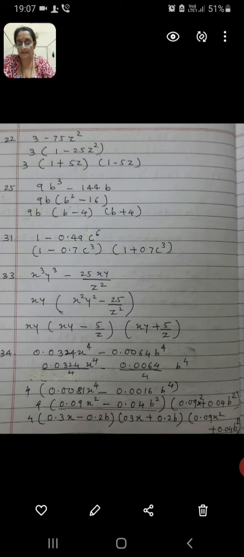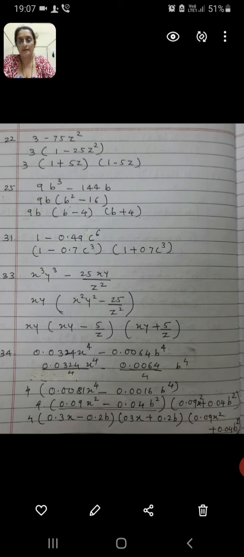This is a little bit different, children. 0.0324 x raised to 4 minus 0.0064 b raised to 4. Here we won't get anything common. So to get something common, I have divided these numbers by 4, because 4 is common between them. So if you take 4 outside the bracket, you have to divide 0.0324 by 4. You will get 0.0081. That is a perfect square. And then when you divide 0.0064 by 4, you will get 0.0016. So these are also perfect squares.